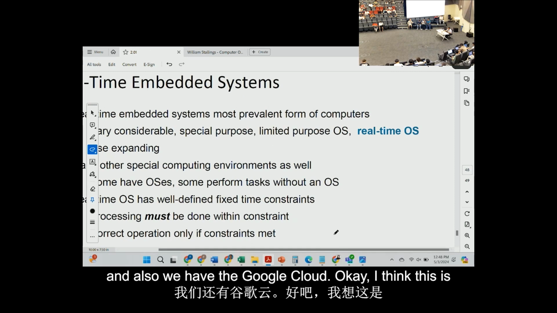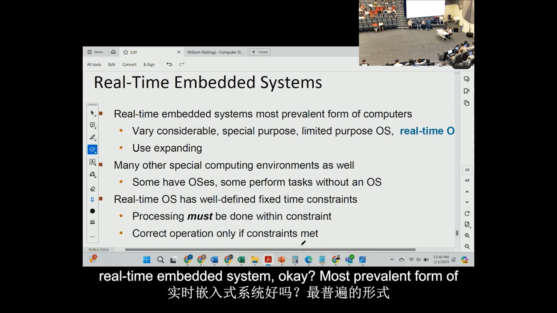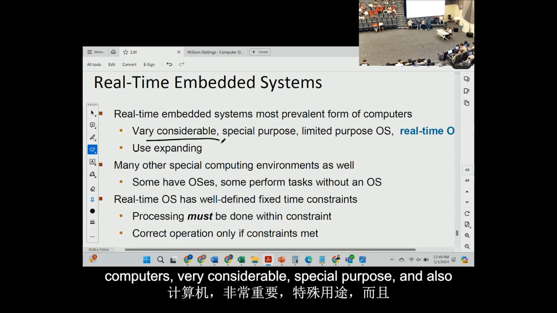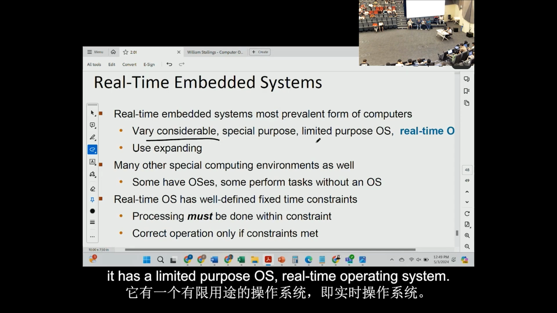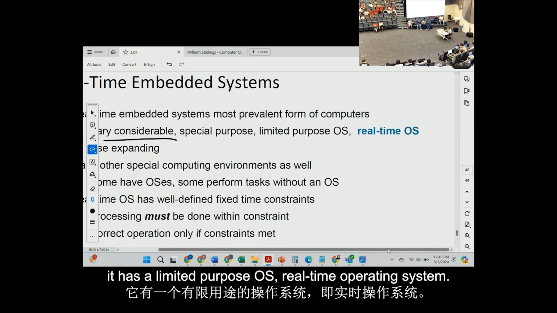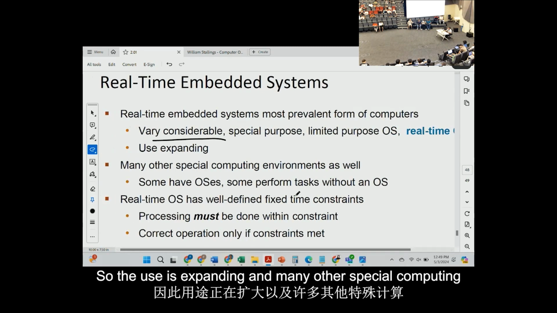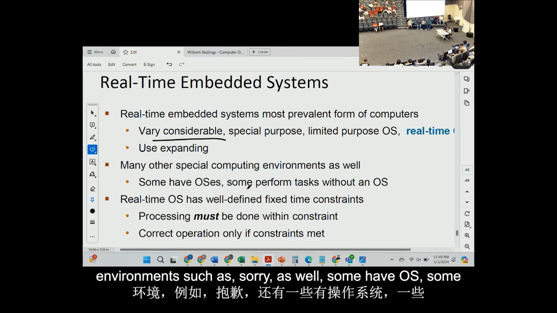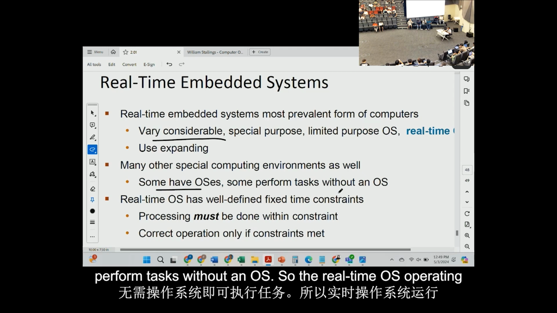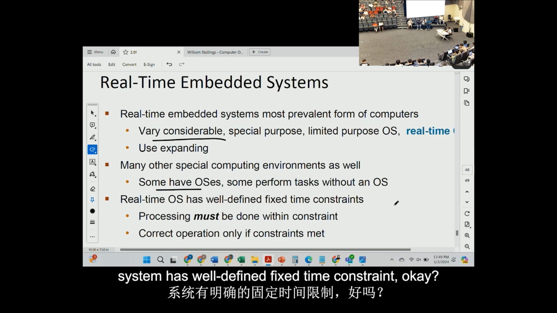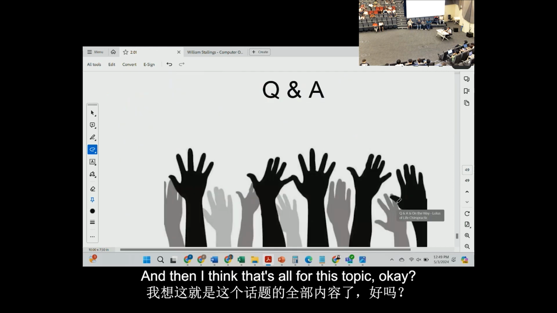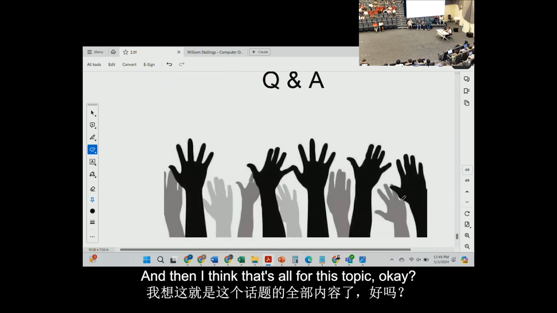Okay, I think this is the real-time embedded system. It is the most prevalent form of computers, very considerable, special purpose, and it has a limited-purpose OS, a real-time operating system. The use is expanding, and there are many other special computing environments as well. Some have an OS, some perform tasks without an OS. The real-time operating system has a well-defined fixed time constraint. Okay, and then I think that's all for this topic.